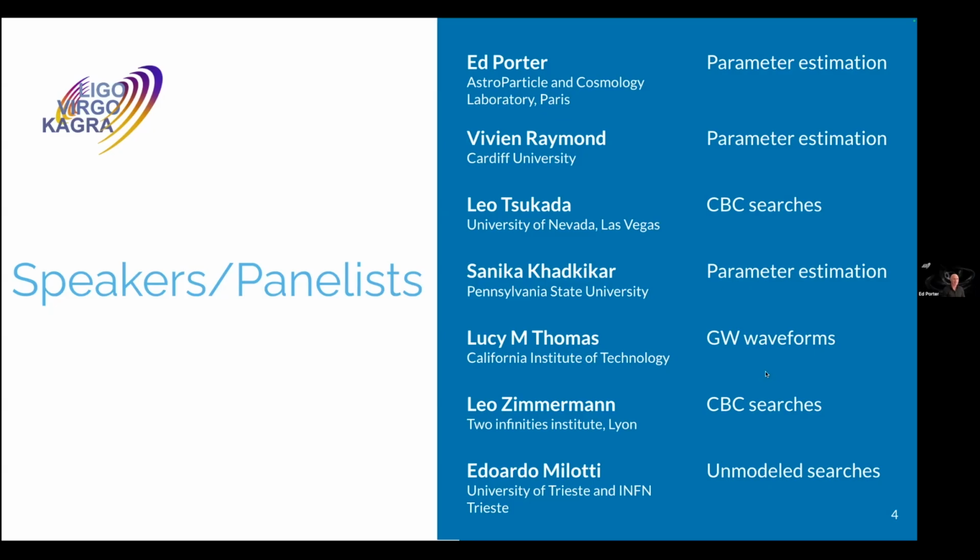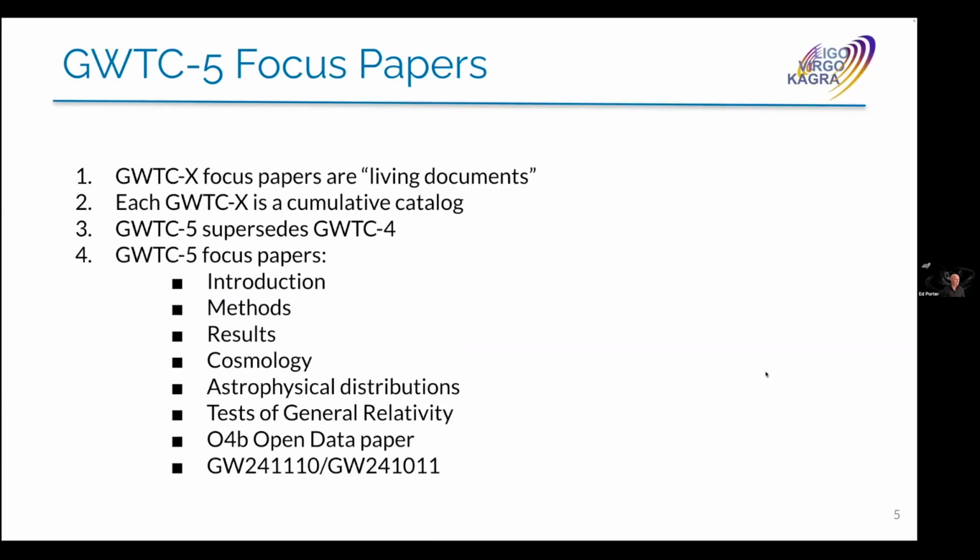And on to slide 5, please. Before we get started, we just want to talk about the philosophy of the focus papers. The GWTC catalogs are expected to be living documents. That means that each successive GWTC is a cumulative catalog. So in our case, GWTC 5 supersedes GWTC 4, and this will of course be superseded at the end of the year by GWTC 6.